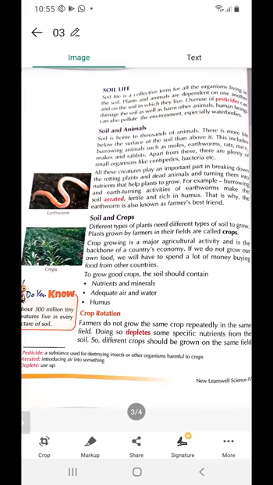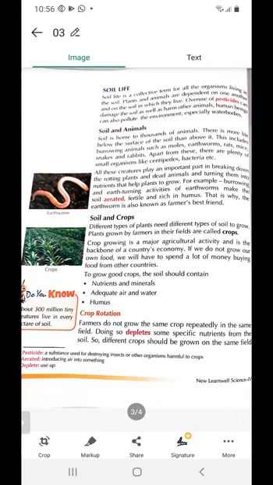And we have to spend a lot of money. So you need to grow good crops. The soil should contain, first, nutrients and minerals, and second, adequate air and water. So for having good crops, the soil contains nutrients and minerals.